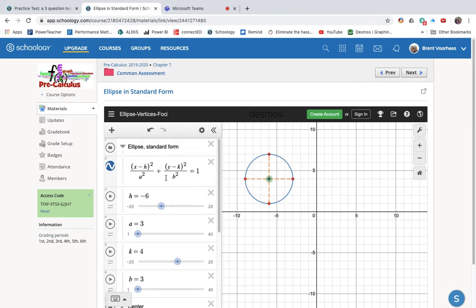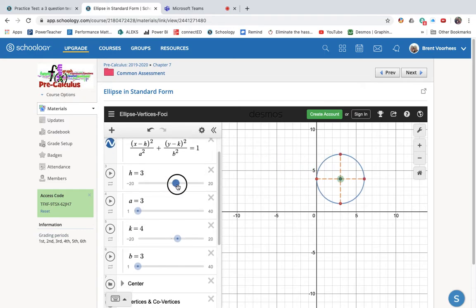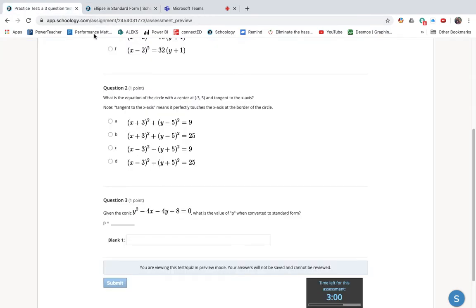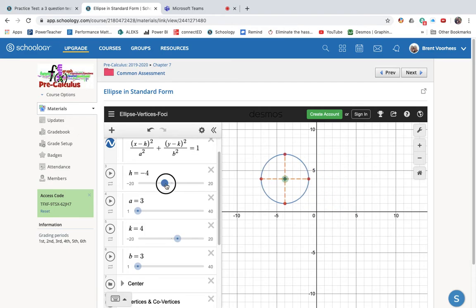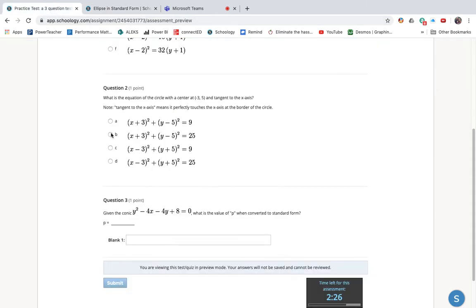And now I want my H to be at 3. I want this equation to be at 3, what was it, -5? No, -3, 5. That's where I want the center to be. So -3, 5. And now, does this perfectly touch the x-axis? The answer is no. So it's not going to be with an A of 3 and a B of 3. Now let's try the second option. It says 25. So I'm going to change this to a 25. And now look, it perfectly touches. The center is at -3, 5. So we found this answer to be B.